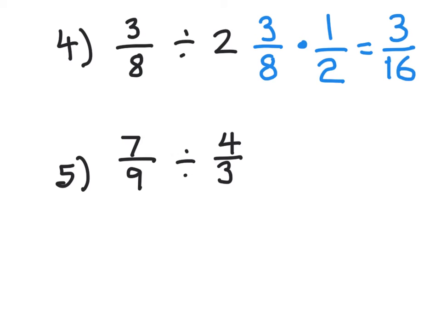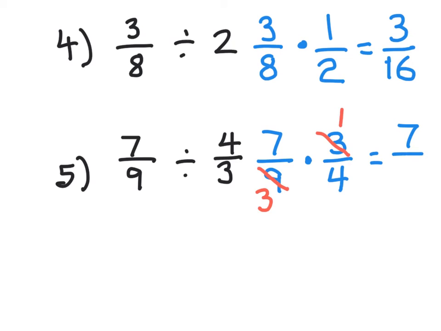All right, welcome back from pausing the video if you paused it. 7/9 is our dividend, so let's write that. The division becomes a multiplication. The reciprocal of 4/3 is 3/4. And let's cancel some factors. 3 will cancel into 9 3 times, and 1 time into itself. Now let's multiply. 7 times 1 is 7. 3 times 4 is 12. So this answer was 7/12. Okay, so how'd you do on those?